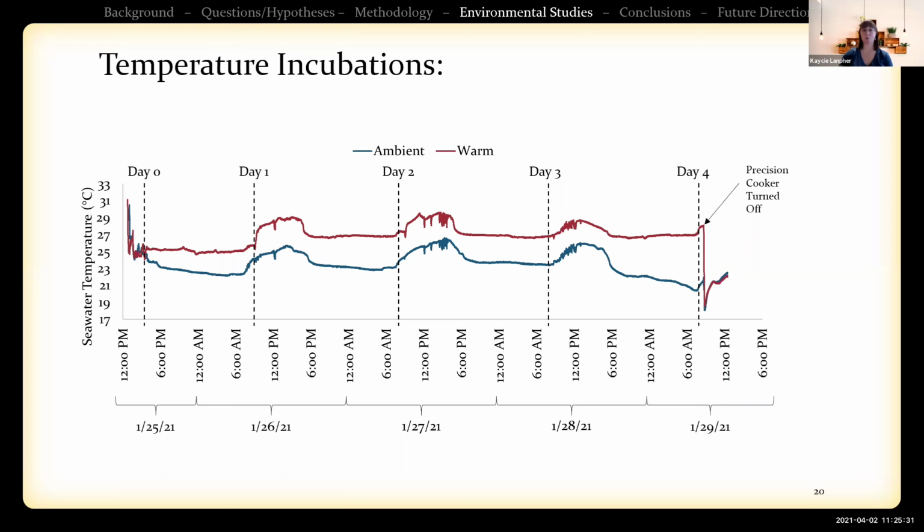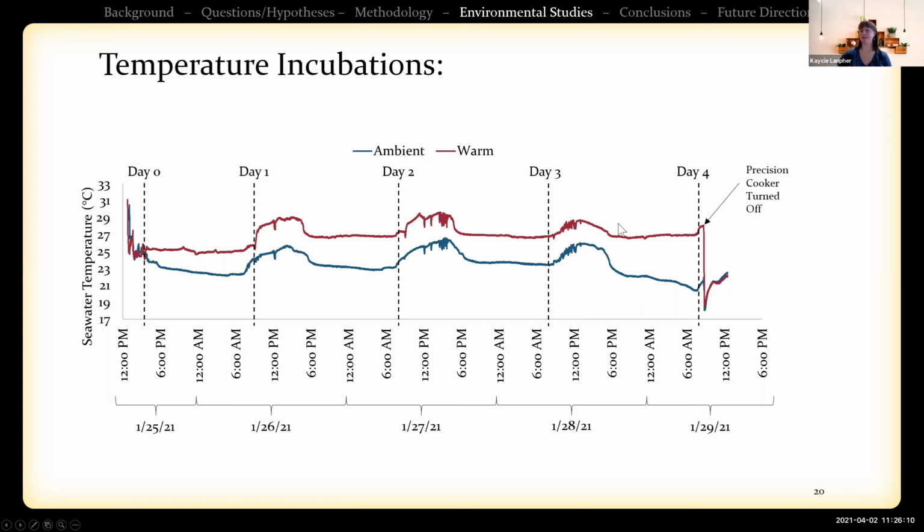So you can see here that our warm incubator was warmer by about 2 to 4 degrees Celsius than our ambient. And these peaks that you're seeing here are just because, again, that was around noon each day. So that's just the natural seawater increasing in temperature and then decreasing in temperature. And here, interestingly, we turned off the precision cooker. After sampling, we turned it off before we collected everything out of the incubators from the dock. And you can see the very rapid decrease in temperature to meet back up with that ambient seawater.